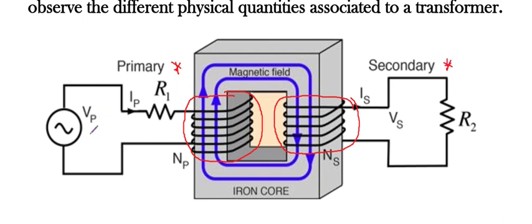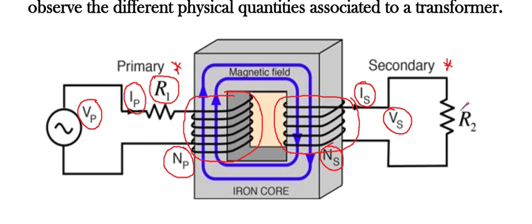So the voltage associated to the primary section of the transformer is the primary voltage supplying a current I primary through a resistance R1, and the number of turns in the primary coil is Np. Similarly, the number of turns in the secondary coil is Ns. The current in the secondary section is Is. The voltage associated to the secondary section is Vs, and this is a resistance R2. But my interest here is to show you how to get the voltage in the secondary section given the voltage in the primary section.